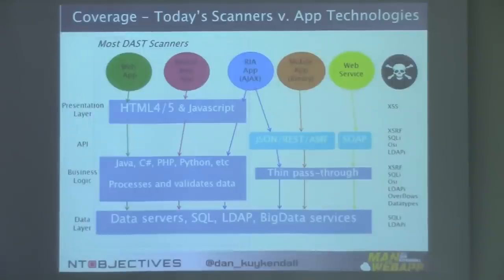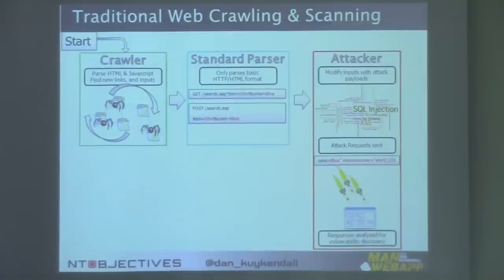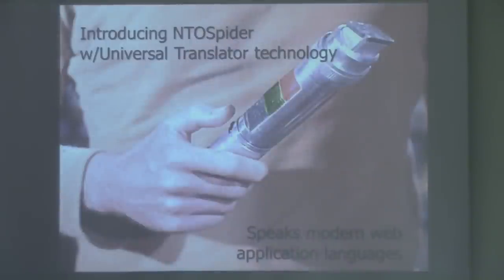And then mobile apps. Everybody's generally focused on the mobile device and the app sitting on there. But to me, the REST interfaces that the mobile app is communicating with are much more interesting. So this traditional model doesn't work out. What we had to do was extend this model with what we call a universal translator. I think everybody's going to be moving down this path.